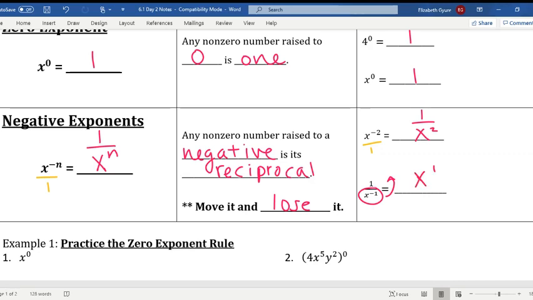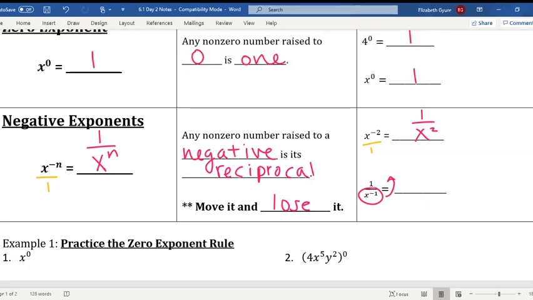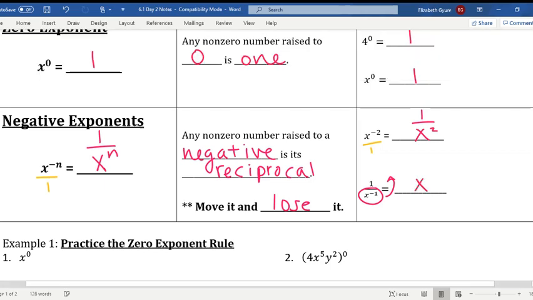Guys, am I allowed to put it as x to the 1 over 1? Can I do that if I want? Yeah, I can. You can always put a 1 on the top of a fraction if you want. You don't have to, though, but if it helps you to have that placeholder of just, oh, I just need to flip this around, then do it. But technically it just becomes x to the 1.